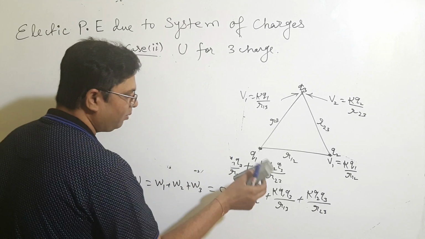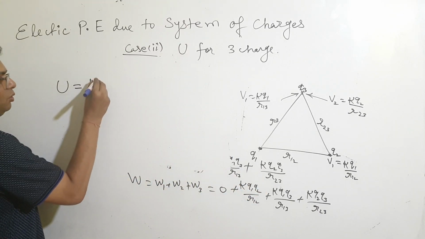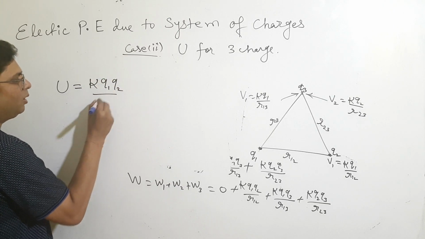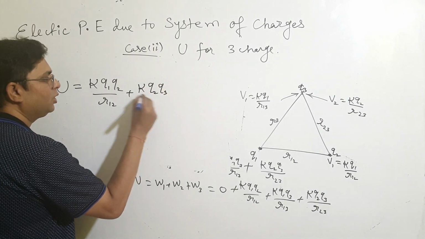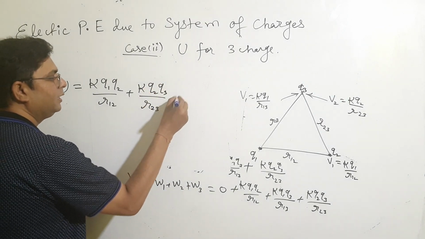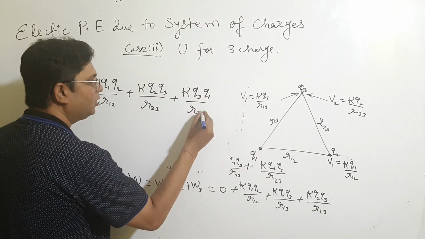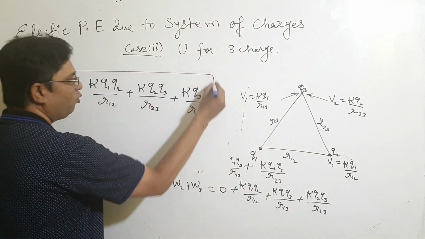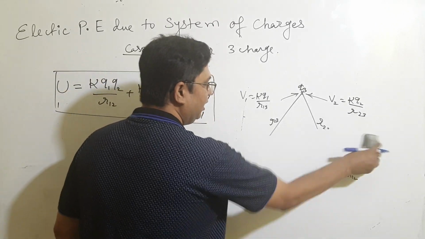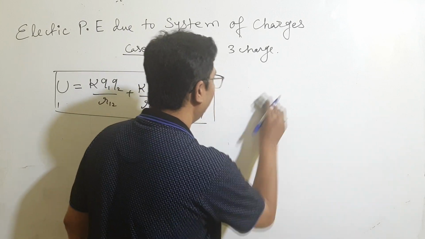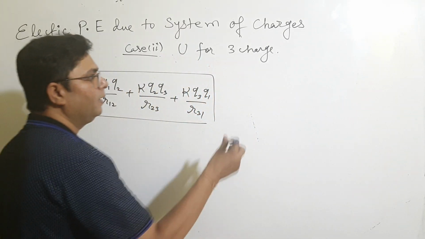This work is the potential energy. So you can write potential energy U is equal to K Q1 Q2 upon R12 plus K Q2 Q3 upon R23 plus K Q3 Q1 upon R31. This is the equation which you use for solving numericals. You have seen two numericals. Let us see numerical number third, in which we use this formula.